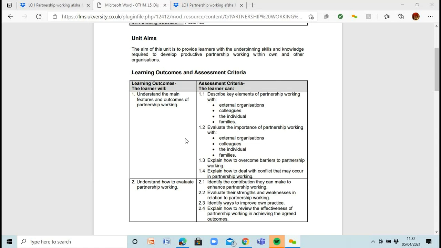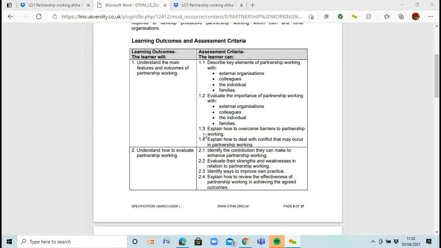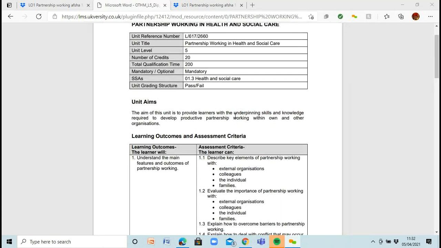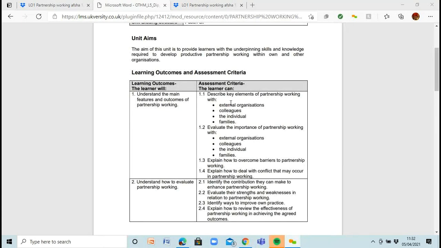So overall, there's 2 learning outcomes. Now, the grading structure of this is just a pass. So you've not got the pass, merit, or distinction, which is a lot simpler. So we'll be answering every single question on here.